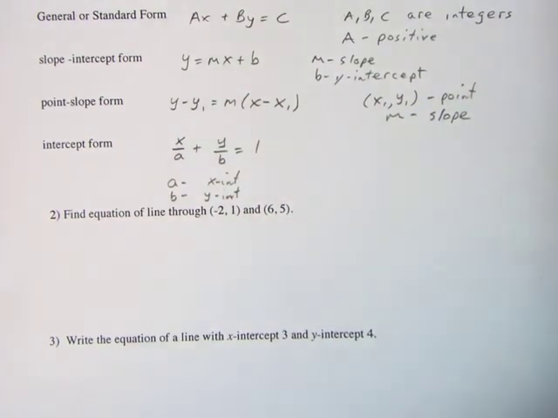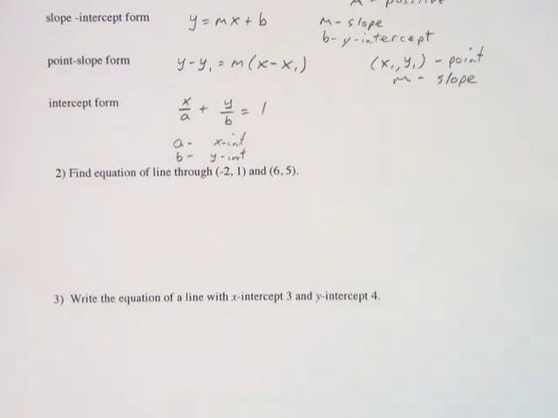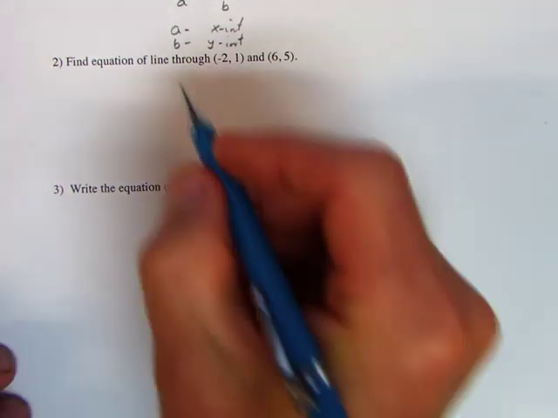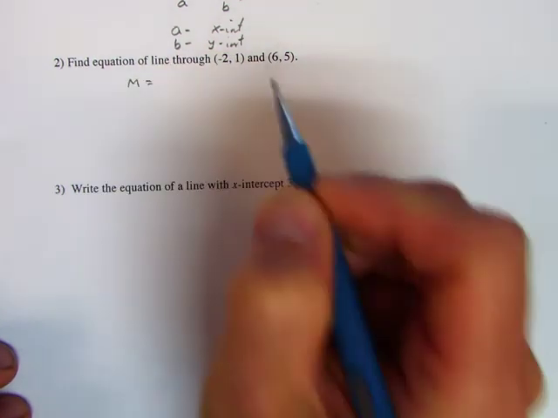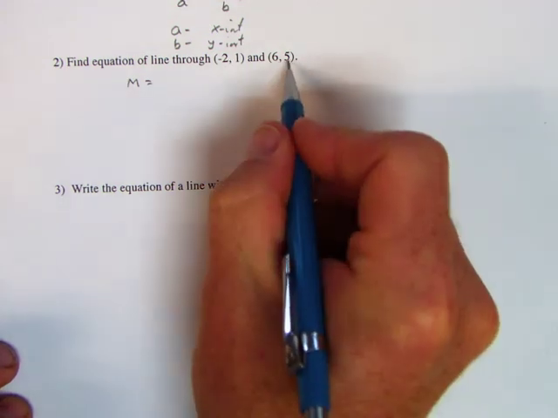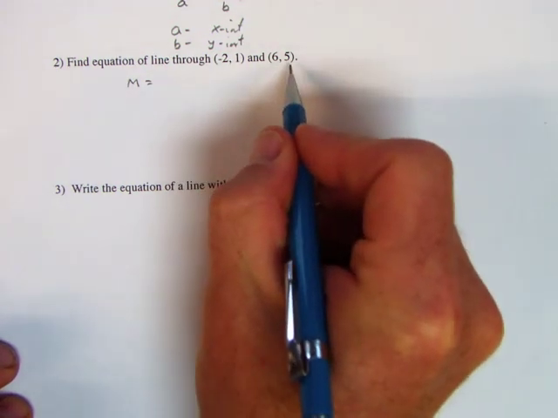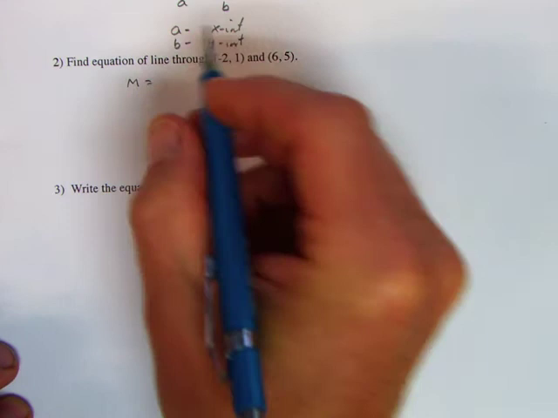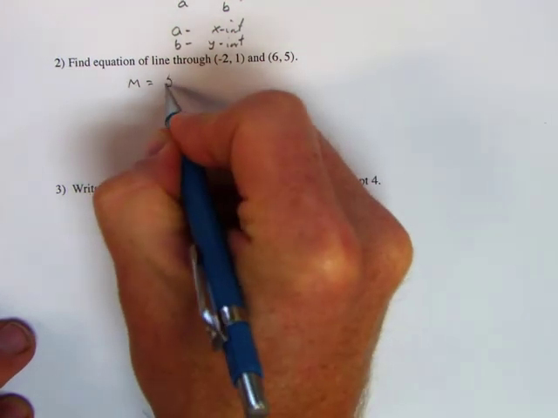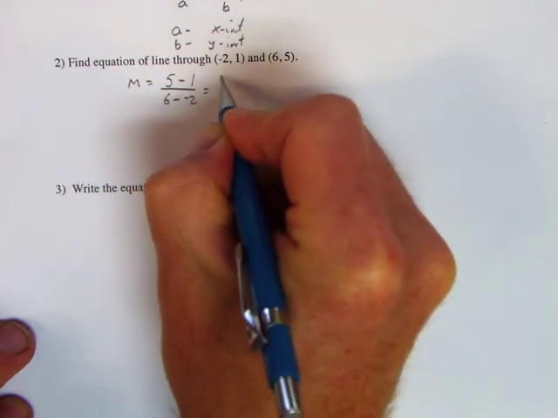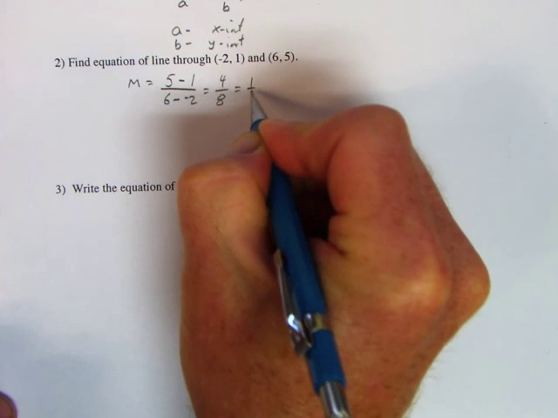We have find the equation of the line through negative 2, 1, and 6, 5. So the first thing we're going to need to do is find the slope. We'll have m equals y2 minus y1. Now we don't need to write y2 minus y1. We can just start plugging it in. Either one of these 2 points can be the x2, y2. I'm going to choose this second one since those are both positive. So 5 minus 1 over 6 minus negative 2. So that's 4 over 8, which is 1/2.